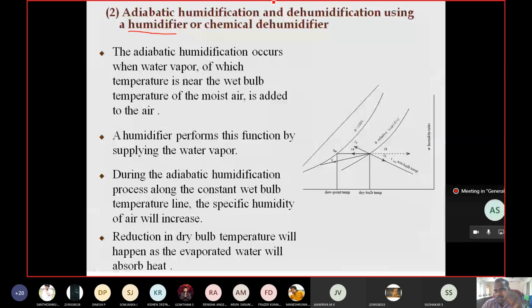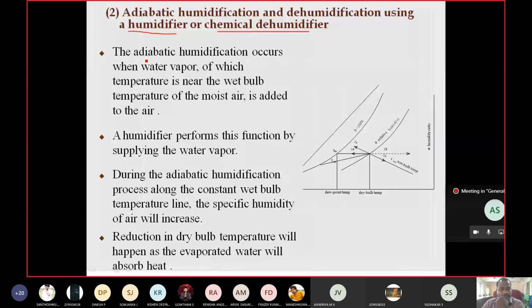Then if you want dehumidification, we need a chemical dehumidifier to remove moisture or water vapor inside the air. So we have some chemicals to get dehumidification. In our electronic items' packing, yes, you can identify that chemical dehumidifier.